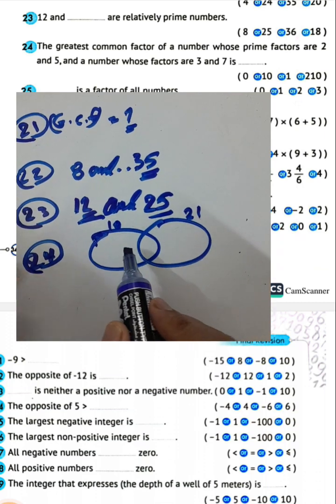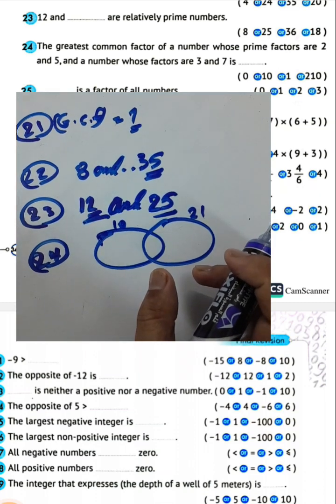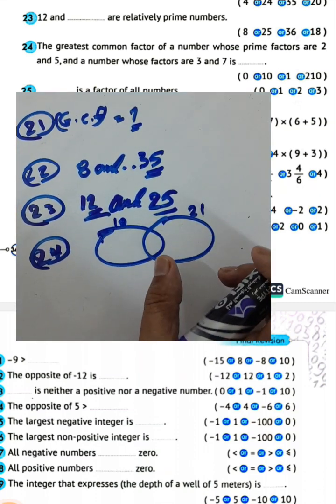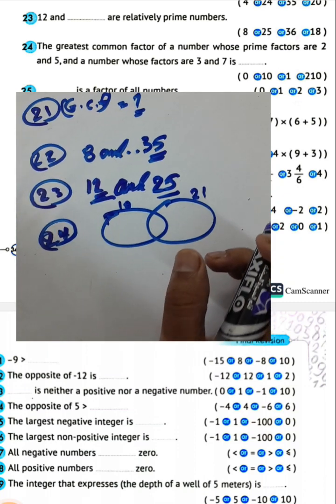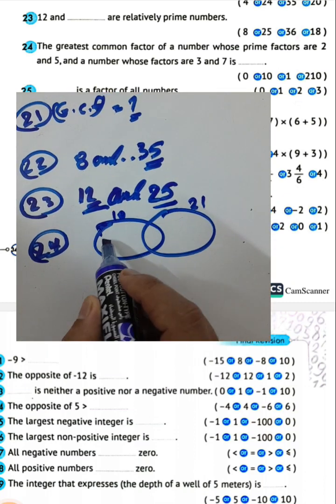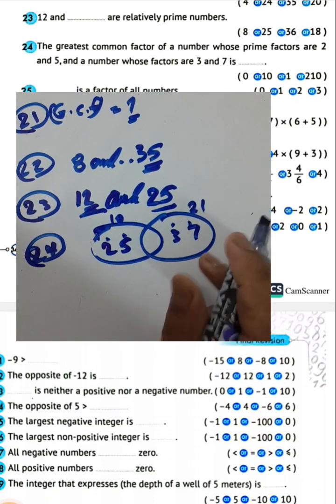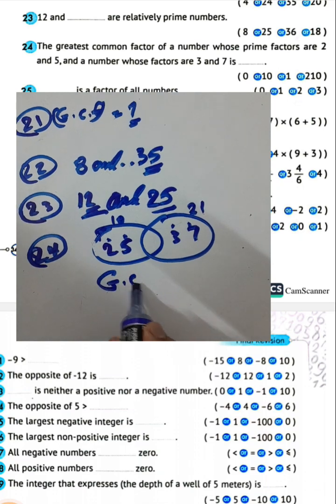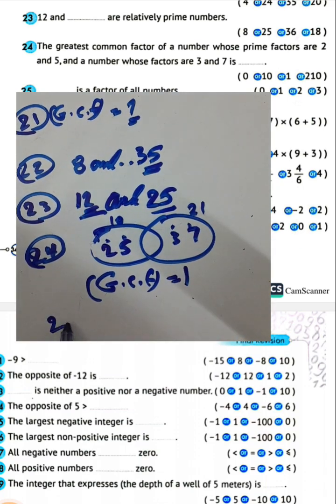Okay, we can write here in a Venn diagram all the factors. We have common factors between 10 and 21 because the highest common factor between them equals 1. Okay, the greatest common factor between them equals 1. We can write 2 and 5 here, the factors of 10, and 3 and 7 here, the factors of 21. Then the greatest common factor of 21 and 10 will be equal to 1.